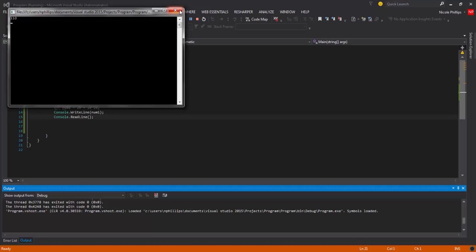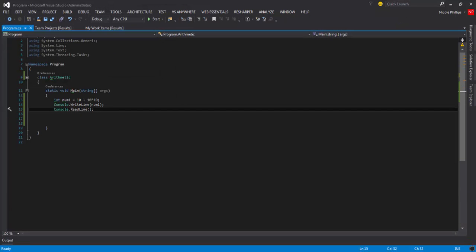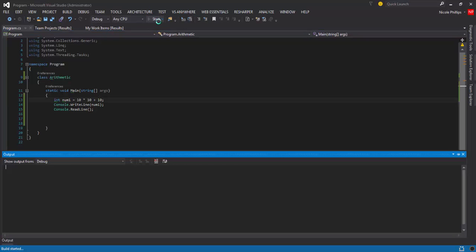Even if we switch this up and we made the plus sign multiplication, and then we make the multiplication sign plus, it is still going to equal 110.